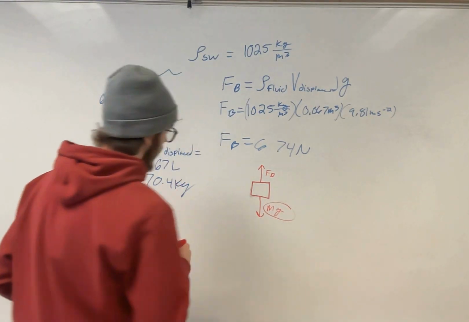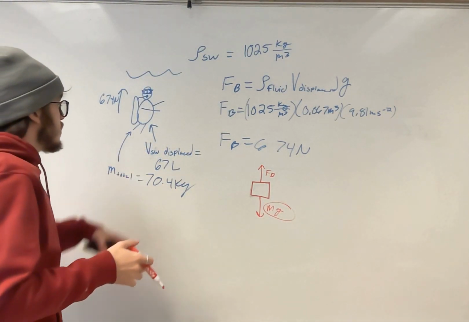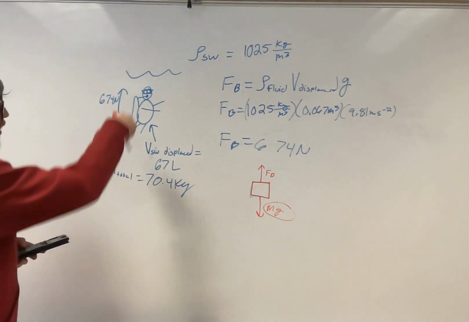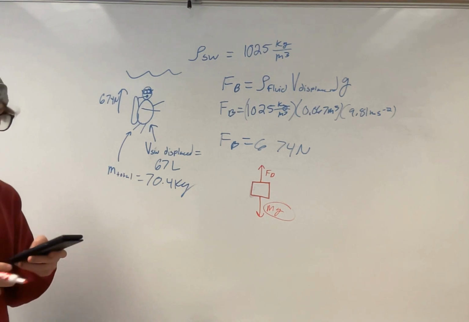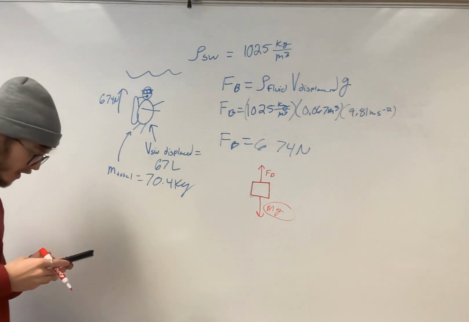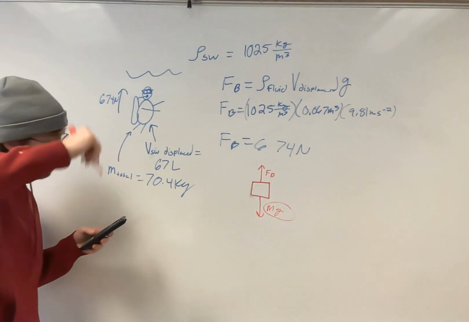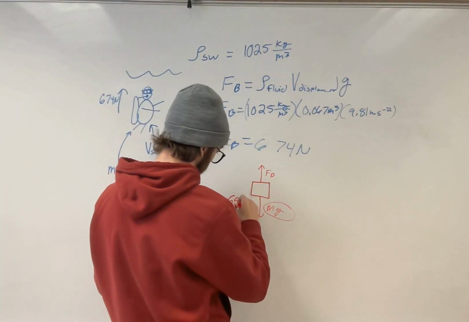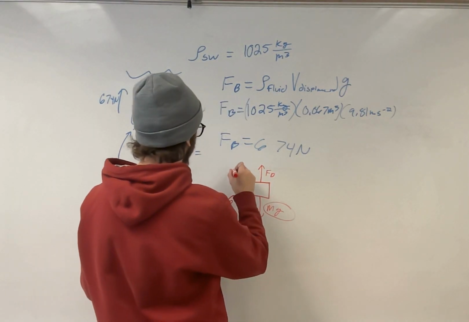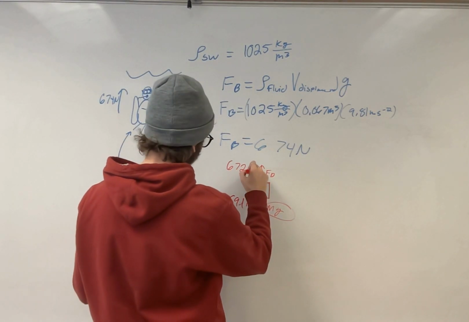Okay, how do we solve that? Well, it's just mass times gravity. So the total mass, and this is where the total mass comes in handy, the system of the scuba diver and her gear is 70.4 kilograms, times that by gravity. We're going to get that the downwards force is 691 newtons rounded. And we said that the force of buoyancy is 672 newtons.